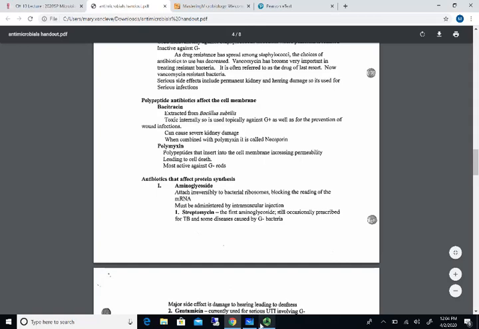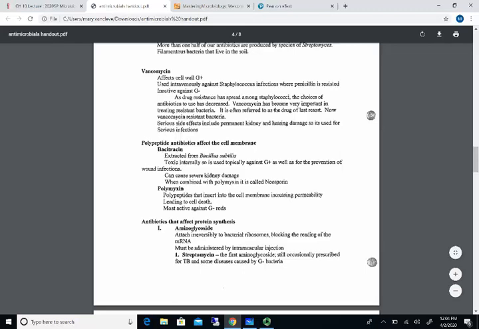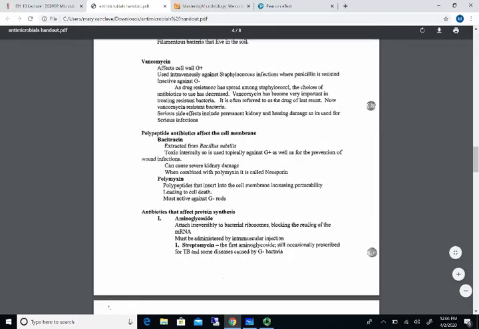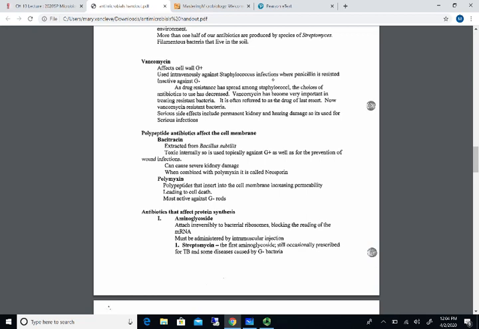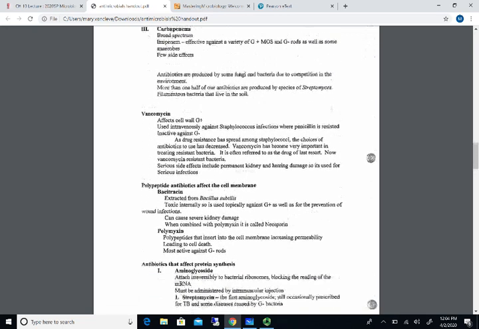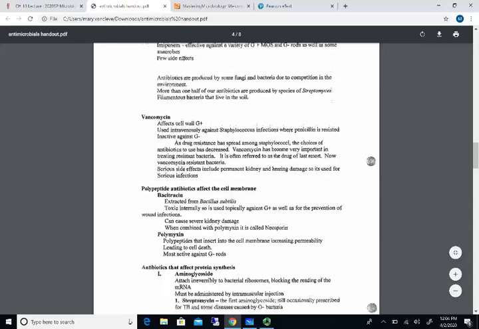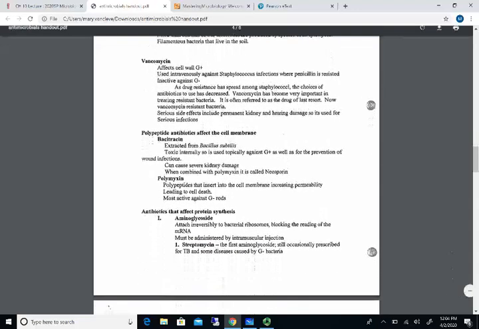Affects cell wall synthesis. I'm going to start with Vancomycin, and pick up from where we had left off with our monobactams. So, vancomycin affects the cell wall of gram-positive bacterium.